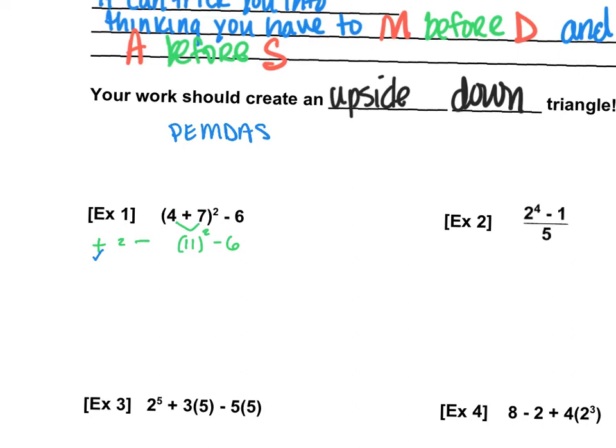So 11 squared is 121. Then I write what's left, minus 6. So I can check that off. Now my last step is subtraction. So 121 minus 6 is 115. And so this is my final answer. And if you notice, there's like this upside down triangle that it formed.